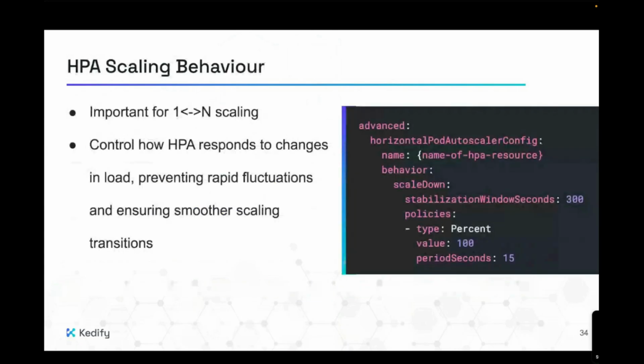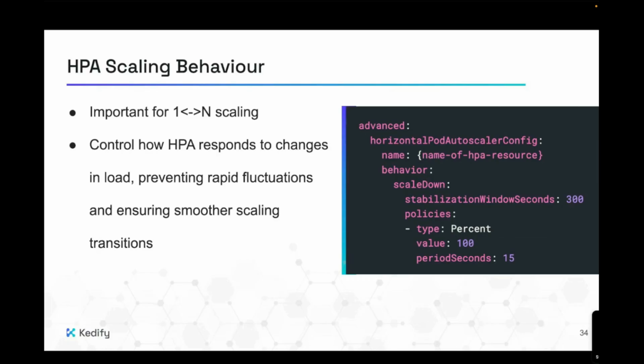Now this is like a general recommendation. If you use plain HPA, always make sure to configure the scaling behavior. The scaling behavior tells HPA how it should perform the actual scaling. So how fast it should add more replicas or remove the replicas of the application.